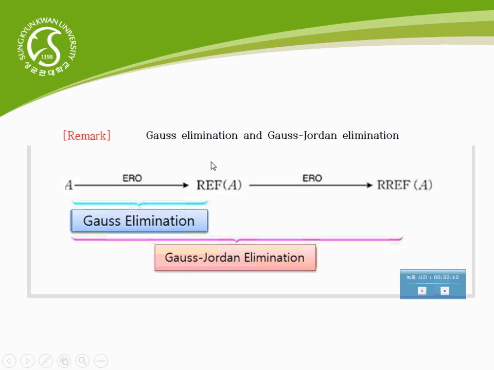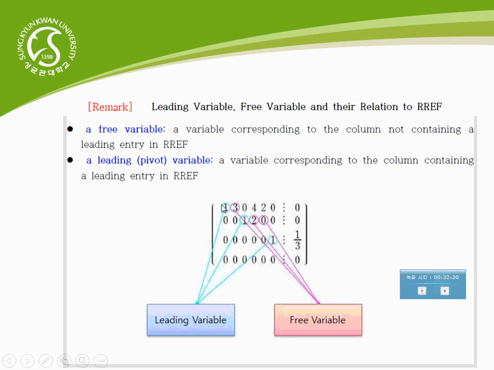Okay, Gaussian elimination and Gauss-Jordan elimination have this much of difference in solving linear systems of equations. Yeah, we call it the REF form. These are called the leading variables, and these are called the free variables. Okay.